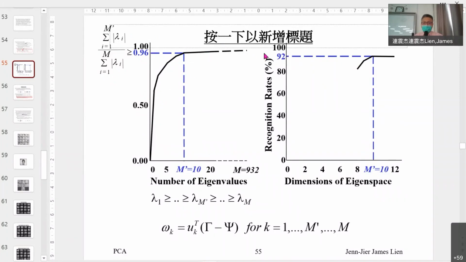You ignore this one. So in this case, because I accumulate after I sort the eigenvalues, plus 1, plus 2, plus 3, until plus 10, it is already more than 96%. That means most of the energy, the most important features, are in here. After 96%, I ignore the rest. So my dimension will reduce from 932 to 10. So PCA can reduce a lot of space.